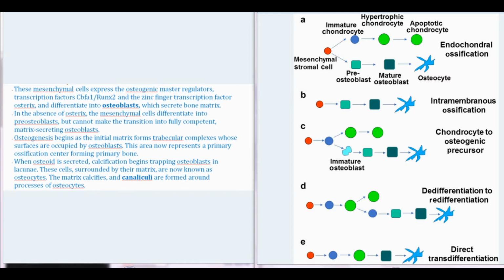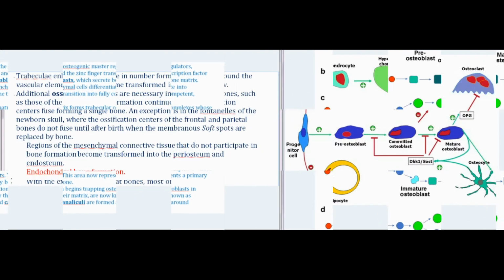osteoblasts. Osteogenesis begins as the initial matrix forms trabecular complexes whose surfaces are occupied by osteoblasts. This area now represents a primary ossification center forming primary bone. When osteoid is secreted, calcification begins, trapping osteoblasts in lacunae. These cells, surrounded by their matrix, are now known as osteocytes. The matrix calcifies, and canaliculi are formed around processes of osteocytes.